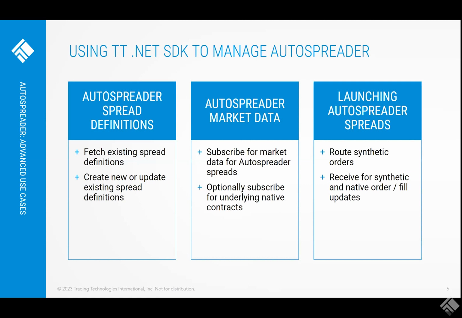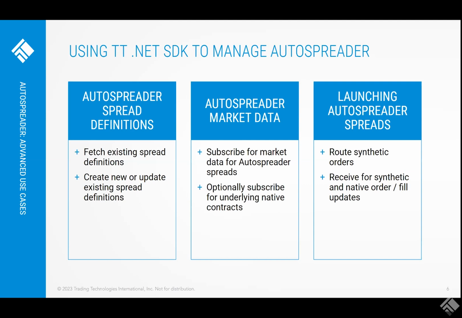There are 3 steps to launch and manage an order spreader from TT .NET SDK. First, determine which order spread definition you want to use. If you have spreads already configured within the order spreader widget, you can use TT .NET SDK to fetch those spread definitions. You can also create a new order spreader spread definition from scratch or edit an existing one within TT .NET SDK.